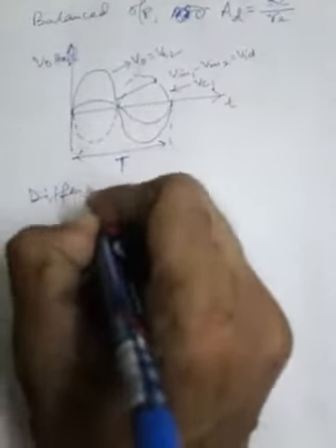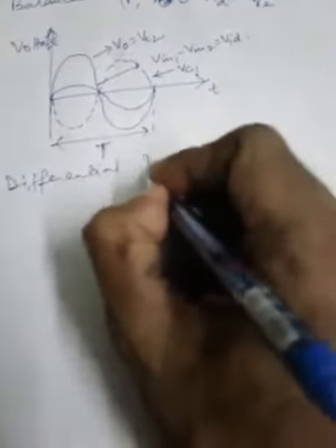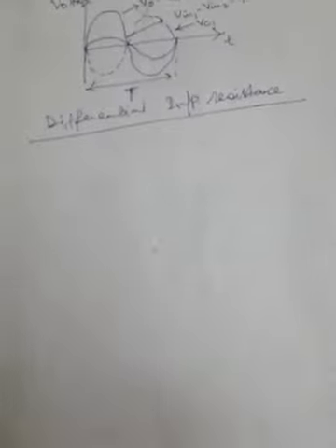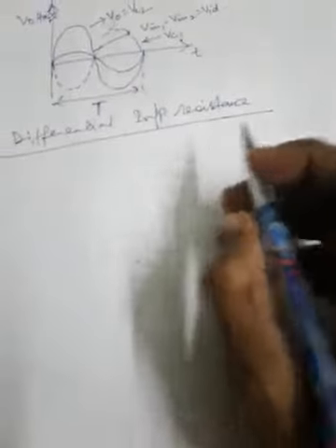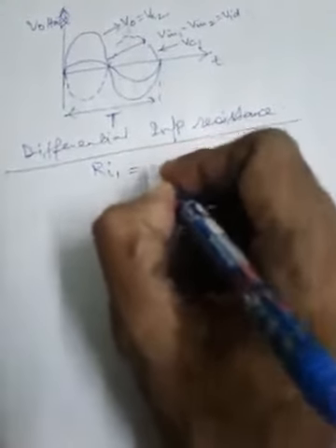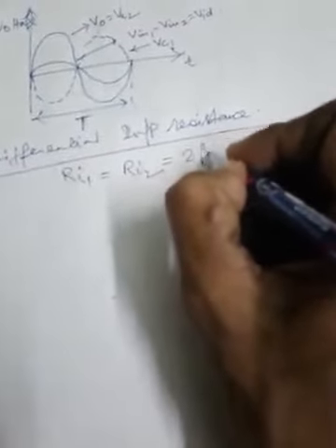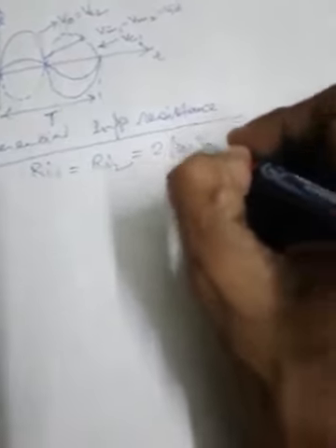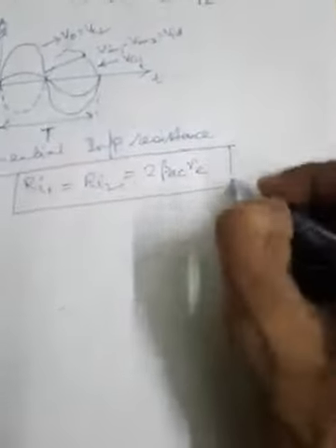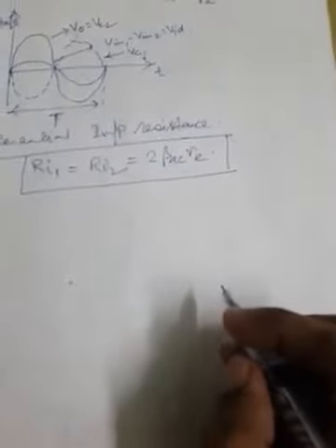So the differential input resistance for the previous and this configuration will be the same, because there is no dependency of input resistance on the output voltage measurement. Ri1 should be equal to Ri2 in this case, and that is given by 2 beta AC Re, and you can see this is the same expression as for the dual input balanced output configuration.